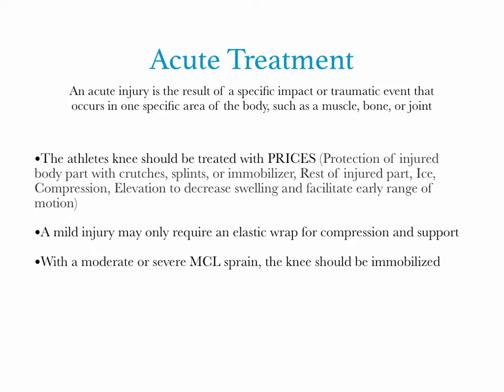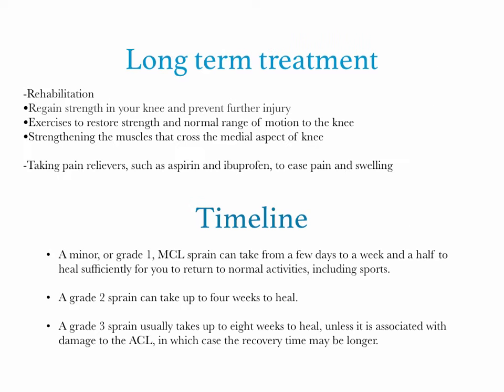So for acute treatment, an acute injury is the result of a specific impact or traumatic event that occurs in one specific area of the body, such as a muscle, bone, or joint. The athlete's knee should be treated with PRICE, which is protection of the injured body part with crutches, splints, or a mobilizer, rest of the injured part, ice, compression, and elevation to decrease swelling and facilitate early range of motion. A mild injury may only require an elastic wrap for compression and support. With a moderate or severe MCL sprain, the knee should be immobilized.